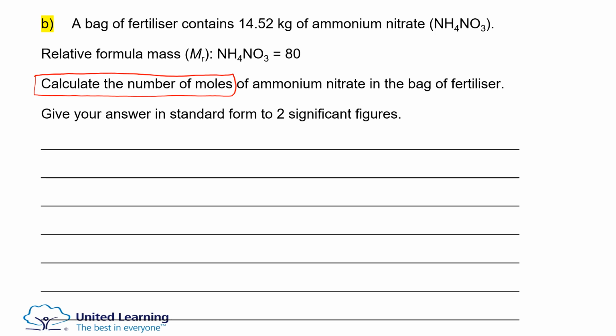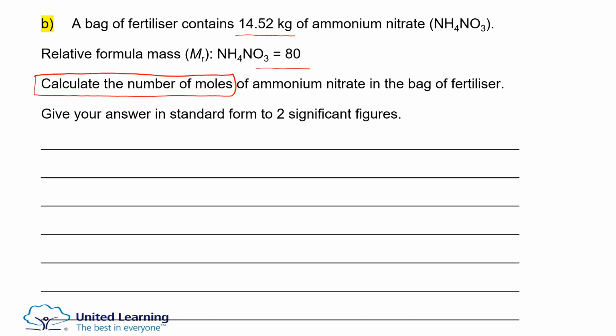The U stands for underline any of the other important information, and in the question it tells us that a bag of fertiliser contains 14.52 kilograms of ammonium nitrate, which will need converting because we calculate mass in grams. And it's given us the relative formula mass for ammonium nitrate, which is 80. So we don't need to work that out.